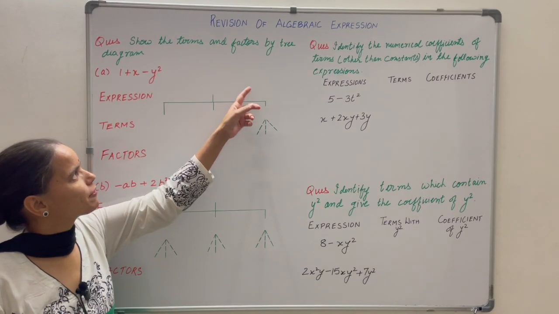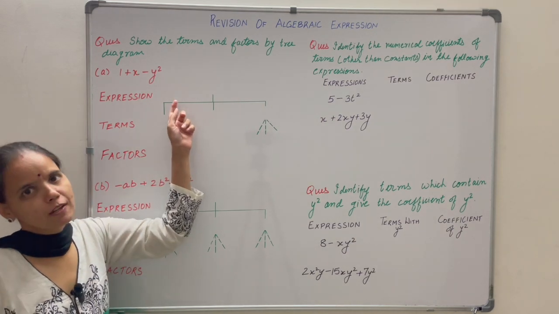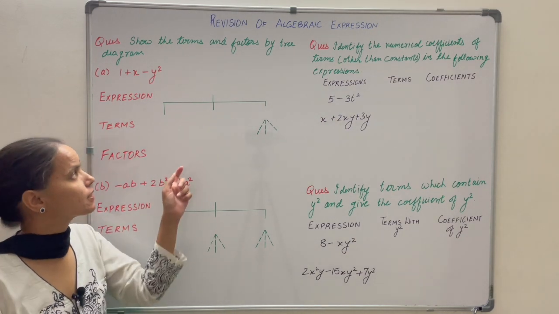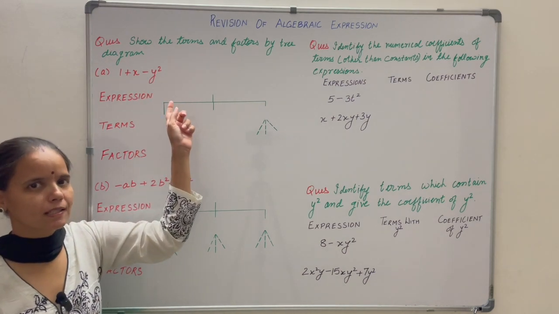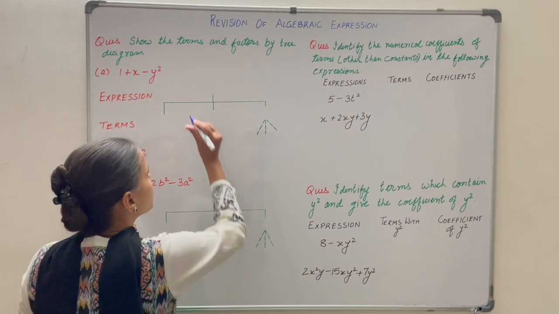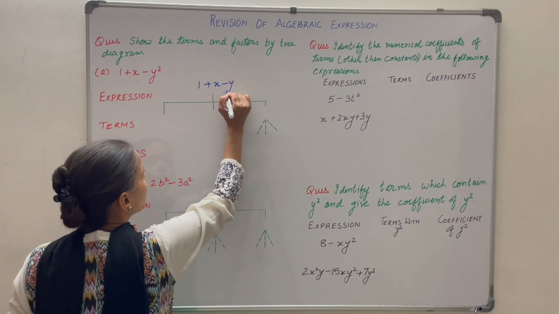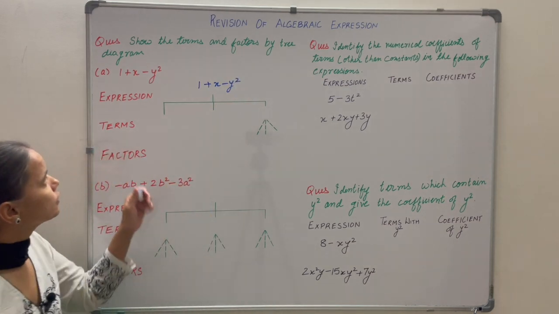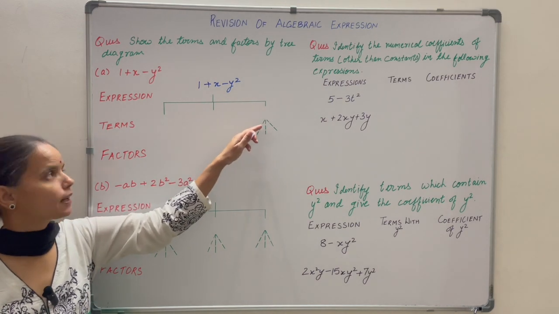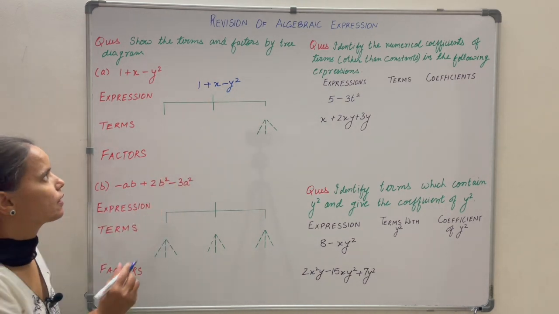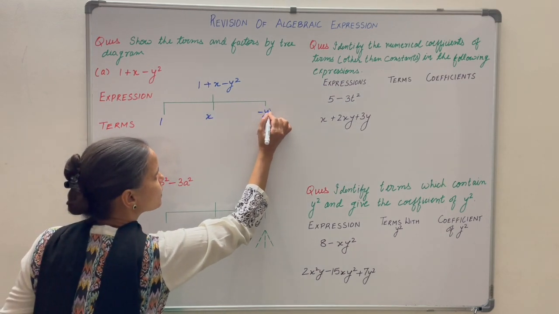Show the terms and factors by tree diagram. You have to show the terms and factors with the help of a tree diagram. Let us see how to make a tree diagram. Here the expression given to you is 1 plus x minus y square. First let us write down the expression 1 plus x minus y square. Next you have to write down the terms. Terms are shown with continuous lines. There are three terms here: 1, x and minus y square.